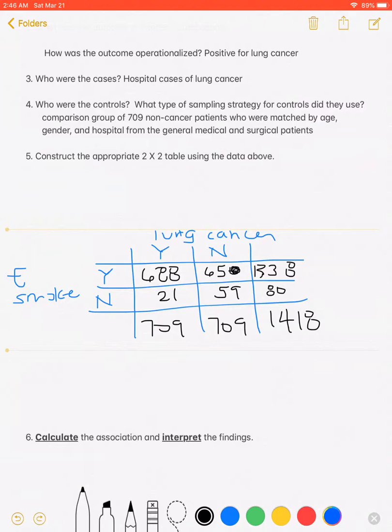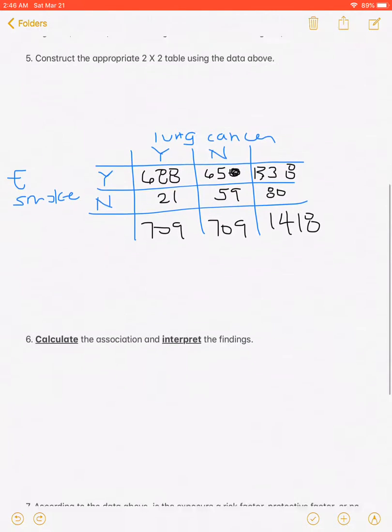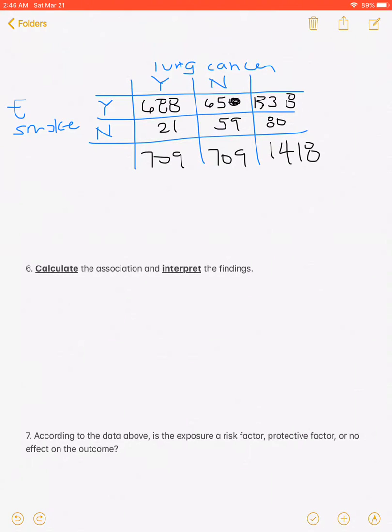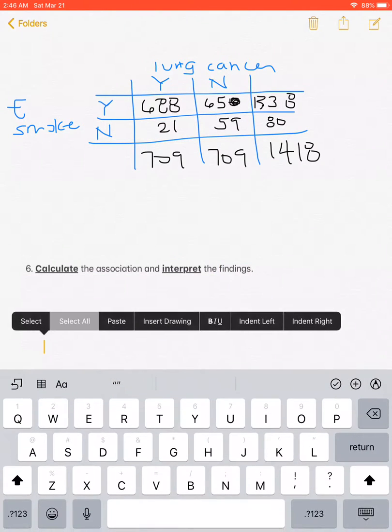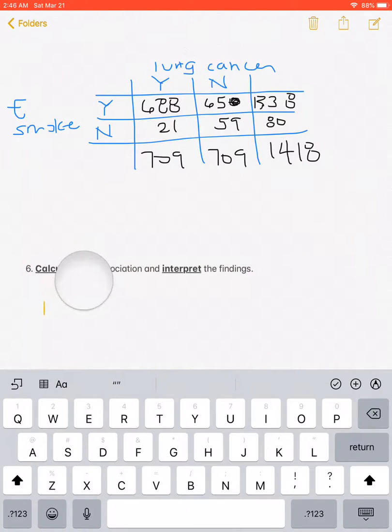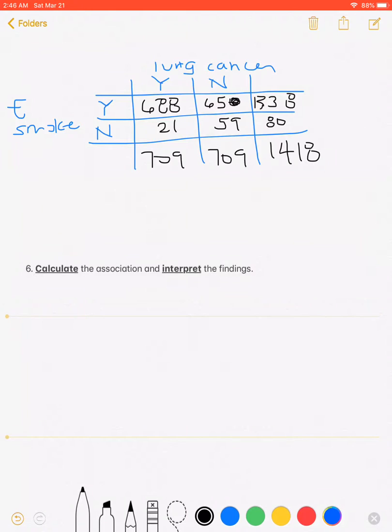What do we have to do next? Next thing we want to do is calculate our odds ratio. And when we're saying calculate the association, that's the strength of the relationship between the exposure and the outcome. And in case control studies, we're talking about an odds ratio. Okay, so odds ratio. How do we calculate our odds ratio? A times D over B times C. Okay, so when we look back up at the top, A times D over B times C.